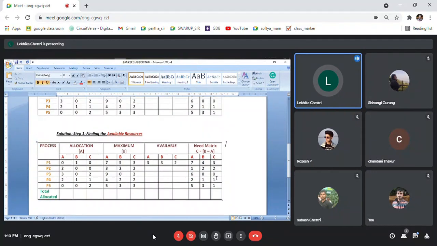Okay, we have understood P1 needs 743, but do we have 743? See here, these are the available. So do we have 743? No, we do not have 743. That means the operating system right now cannot allow P1 to execute, because P1 says I want 743, but the operating system says I have only 332.